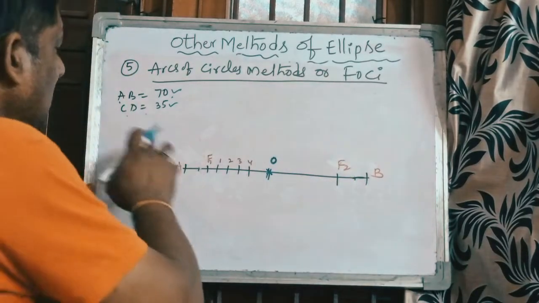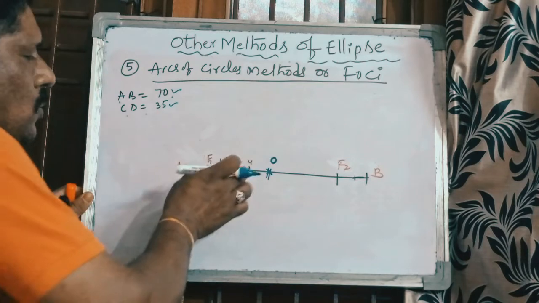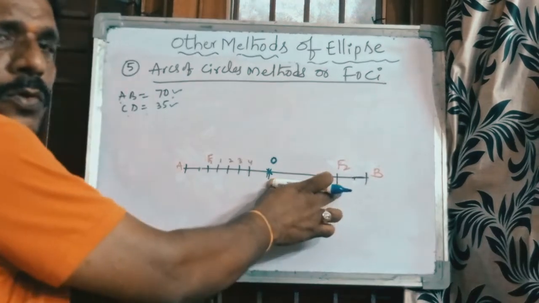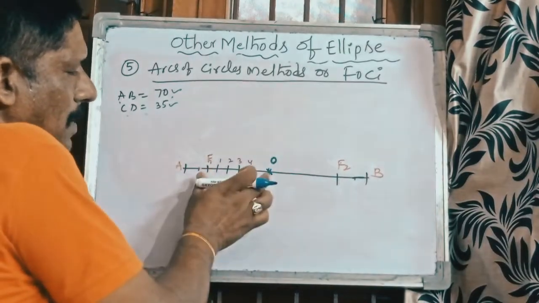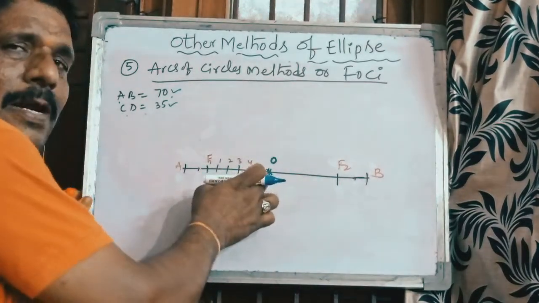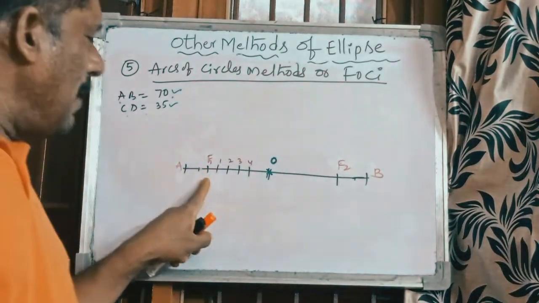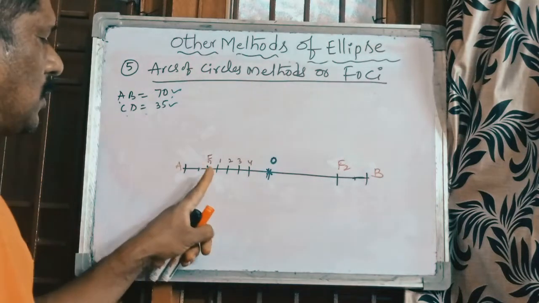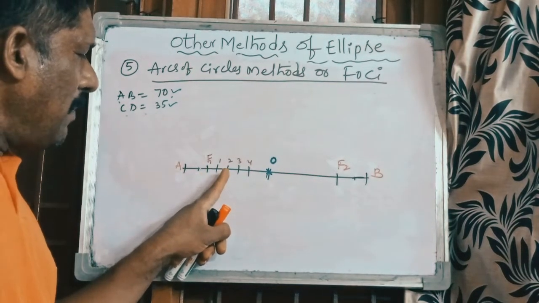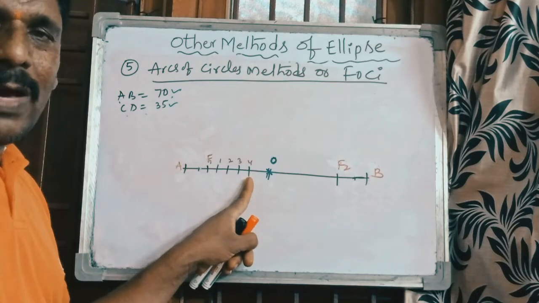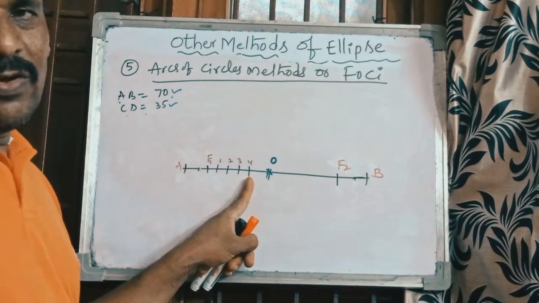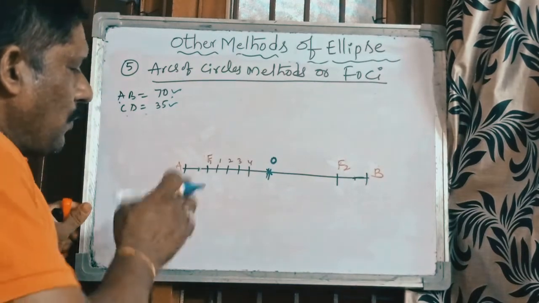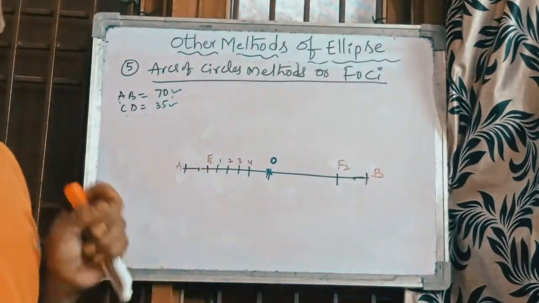Okay. And next, CD is given as 35 mm. So take half of the distance for F1 to O and O to F2. Half of the distance here and the remaining half here. So always the center point is O. And from F1, take a number of equal points, suppose 5 mm, 5 mm, 5 mm, 5 mm. Like that you mark 5 points or 6 points or 7 points, depending upon your time availability in the examination. So first, marking the number of points is very important here.